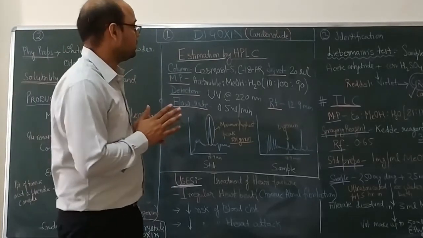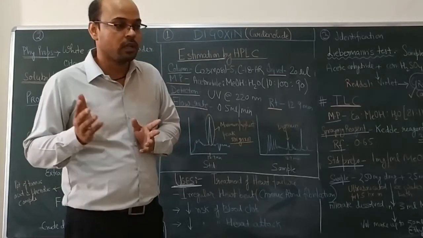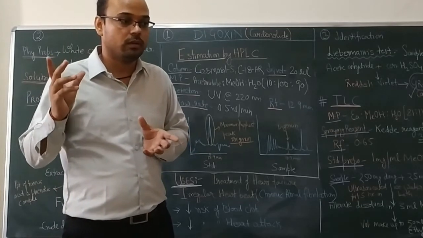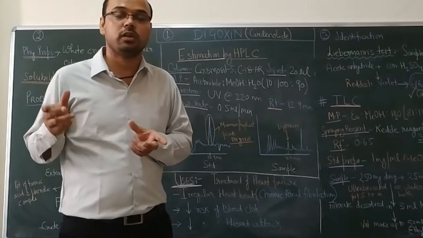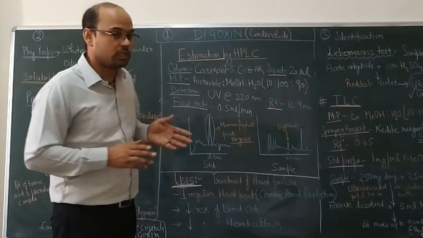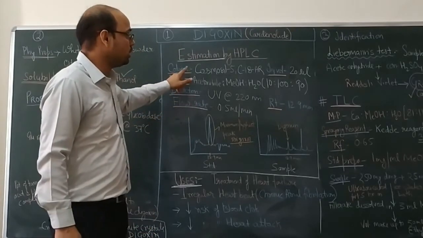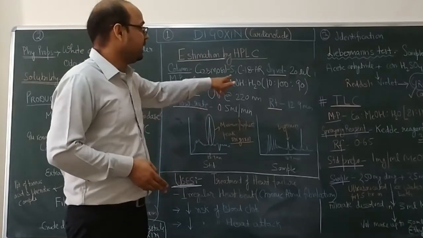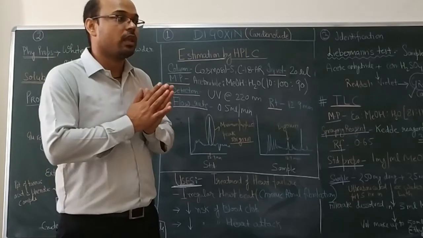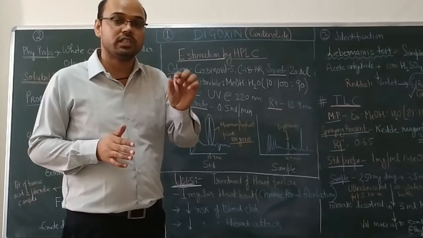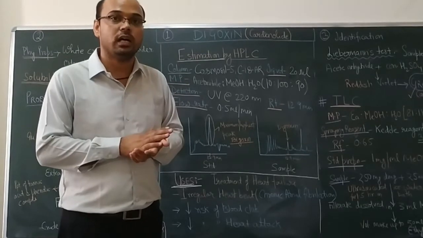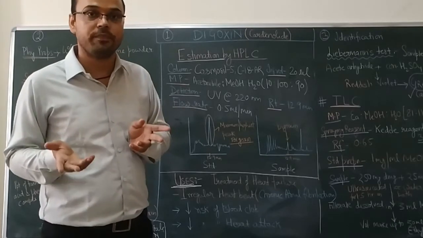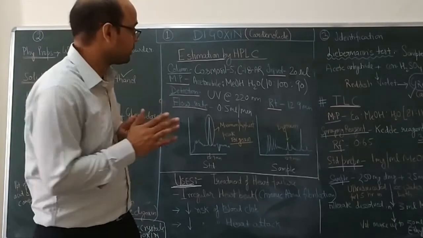For that we require certain standard conditions that we have to maintain in order to identify or estimate the exact concentration of our phytoconstituent in the sample. For HPLC, we have used the column. Cosmosil is the brand name of the column used for HPLC, and it is a C18 column. C18 means the silica or stationary phase we have used is coated with a polymer having 18 carbon atoms, called octadecyl siloxane.